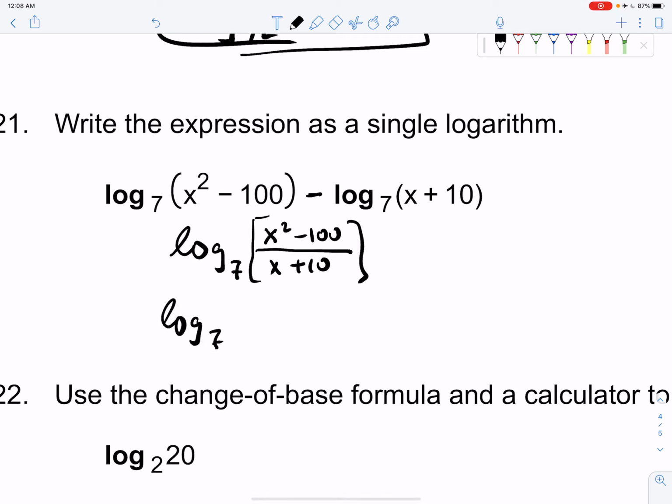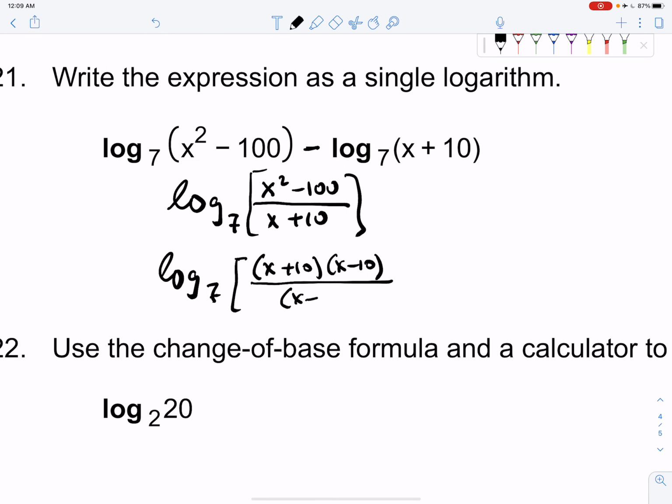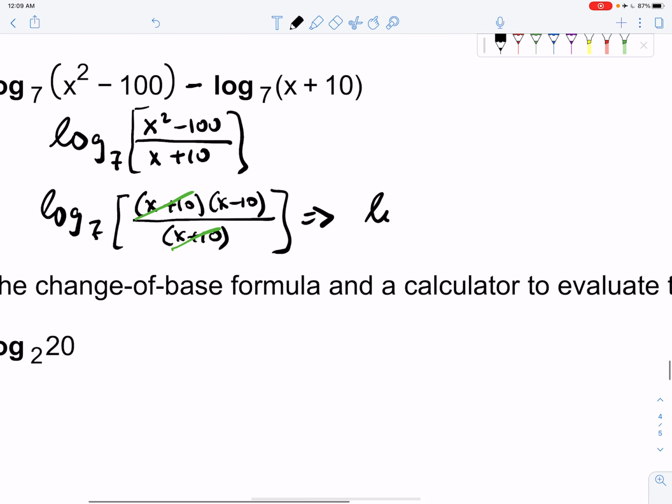Log base 7. Now, it turns out, if you remember, that the numerator is a difference of two squares, right? x squared minus 10 squared, or 100. So that factors down to x plus 10 times x minus 10. And down below, we already had a factor of x plus 10. So you know that common factors will reduce. And now we're left with log base 7 of x minus 10.